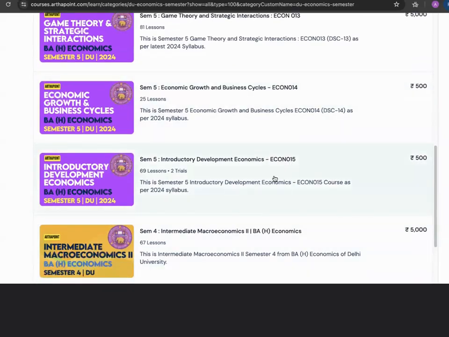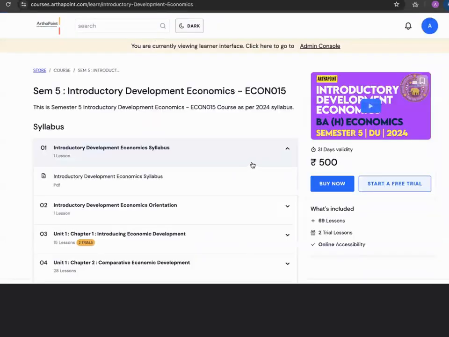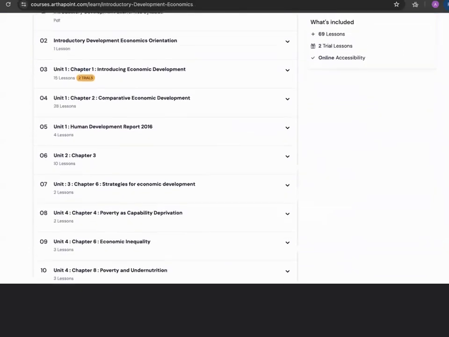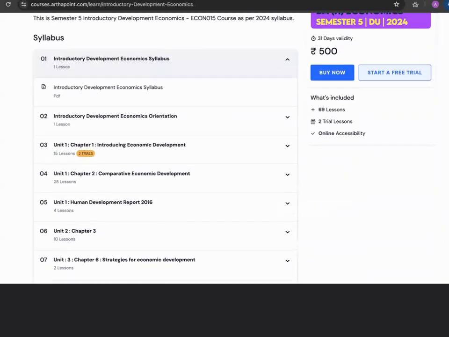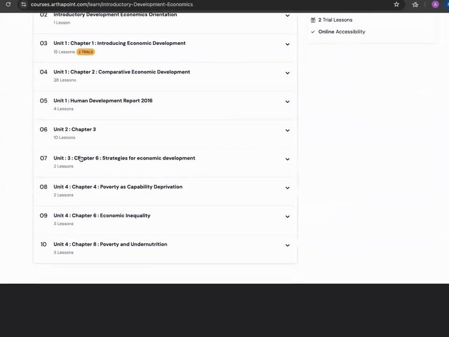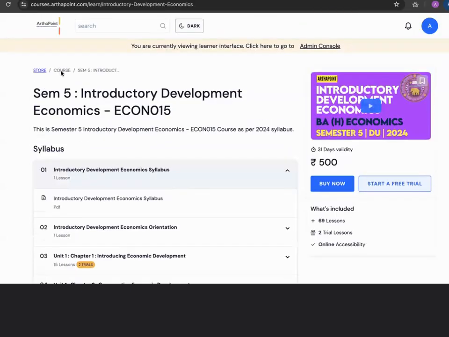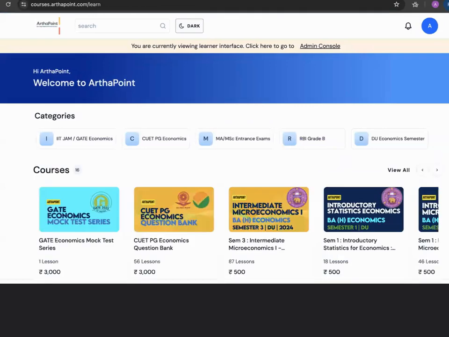If you look into this introductory development economics, you can see that I have covered a lot of the course, even though it is an initiative. You can see that unit 1 is completely covered, unit 2 is covered, and unit 4 is also completely covered. In unit 3 also, we have covered one chapter. So this is the link to our portal. You can have a look at the various courses.